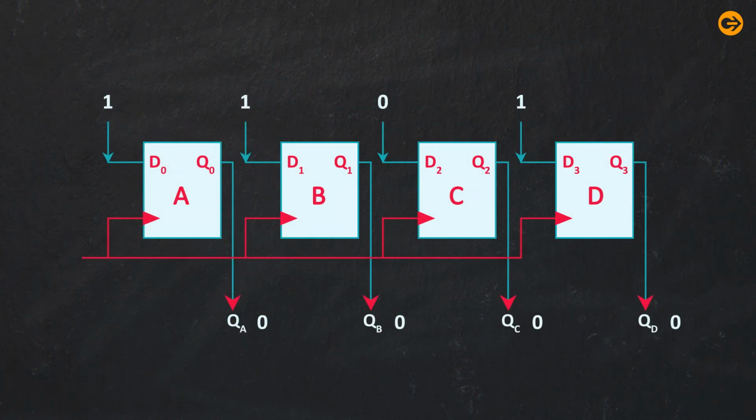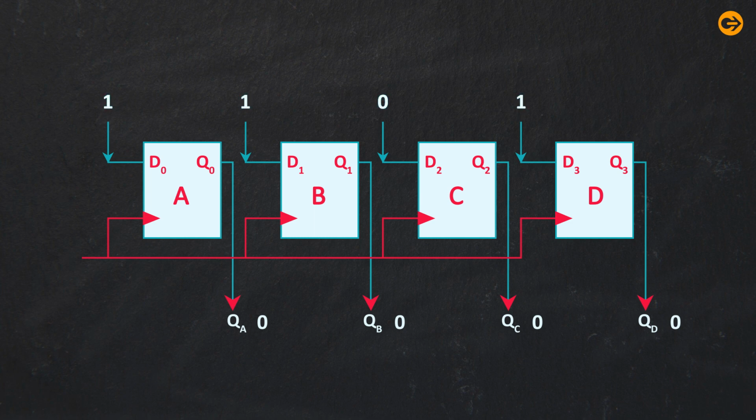This figure shows the circuit of a parallel in, parallel out shift register where D0 is the first input, D1 is the second input, D2 is the third input and D3 is the fourth input. And the corresponding outputs of these flip-flops will be Q0, Q1, Q2 and Q3. A single clock pulse is applied to all the flip-flops. Here we use the data 1101.